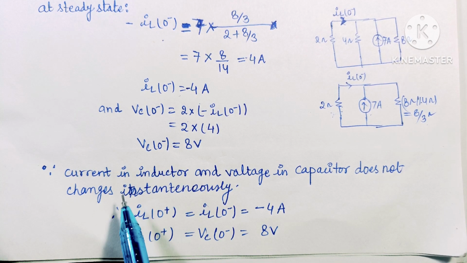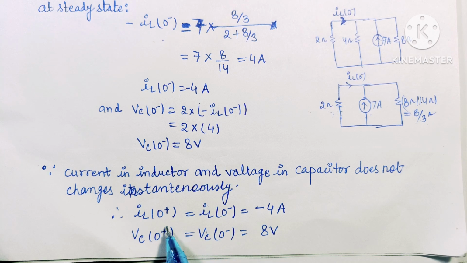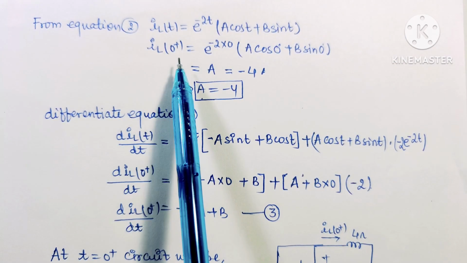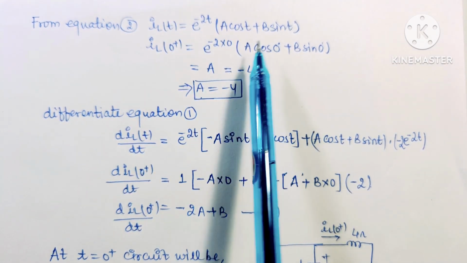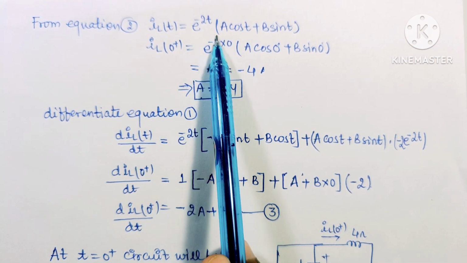As we know that current in an inductor and voltage in a capacitor do not change instantaneously, so we can say IL0 plus equal to IL0 minus equal to IL0, that will be equal to minus 4 ampere, and Vc0 plus equal to Vc0 minus equal to Vc0, that will be equal to 8 volt. Now from equation number 2, we can see that this was equation number 2. At IL0 plus, we can write t equal to 0. We have put t equal to 0 in this equation.